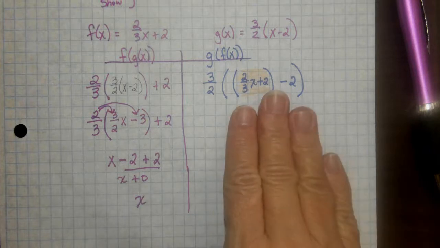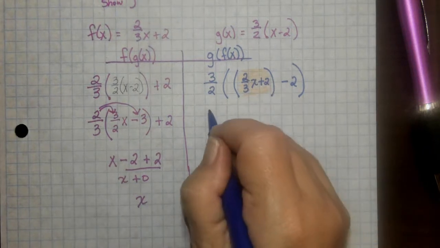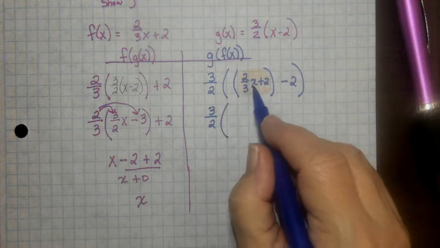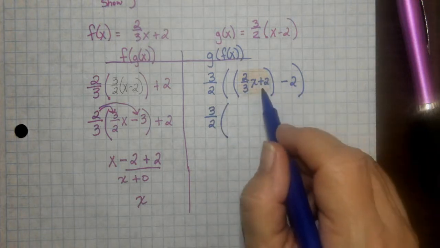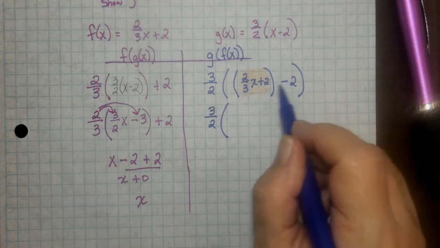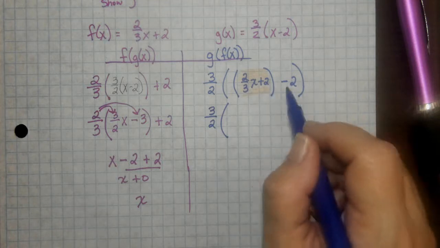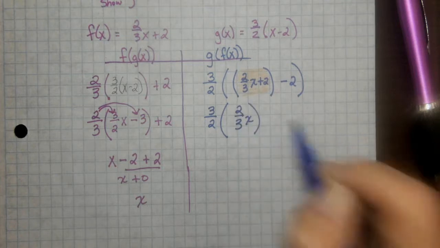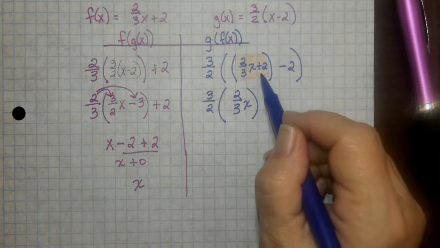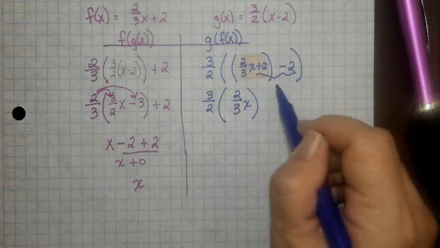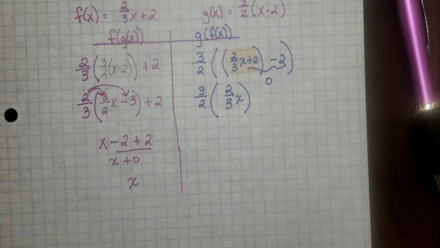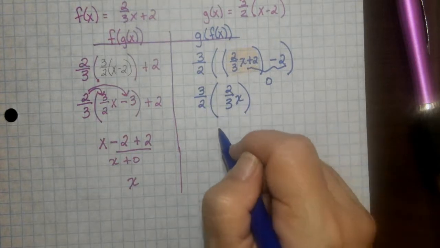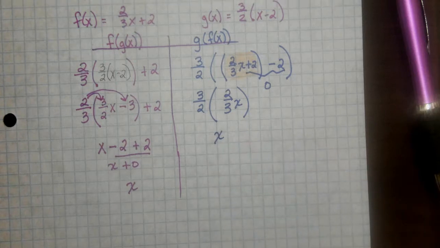Alright, so now I need to work inside these parentheses first. So I'm just going to bring down my 3/2. 2/3 x plus 2 minus 2. I can add the 2 and the minus 2 together, and that would make 0. So now that's just 2/3 x. Now, 3/2 times 2/3, that's just x.